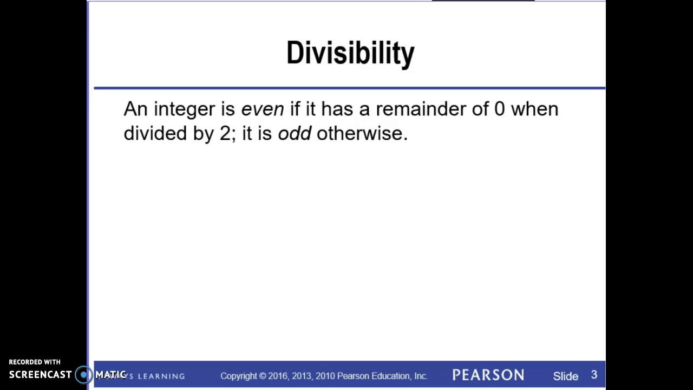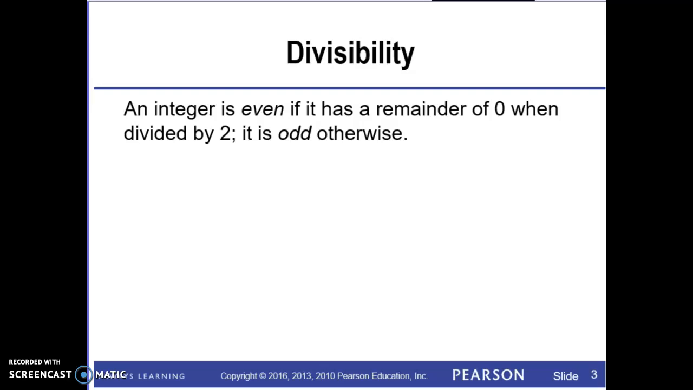Okay, so here's the official definition of even. An integer is even if it has a remainder of 0 when it is divided by 2, and it is odd otherwise. Okay, well, that's odd, speaking of, because in third grade is when we start doing division. So we're talking to students about something being even, which means it has a remainder of 0, when we haven't even talked about what division is or what a remainder is.